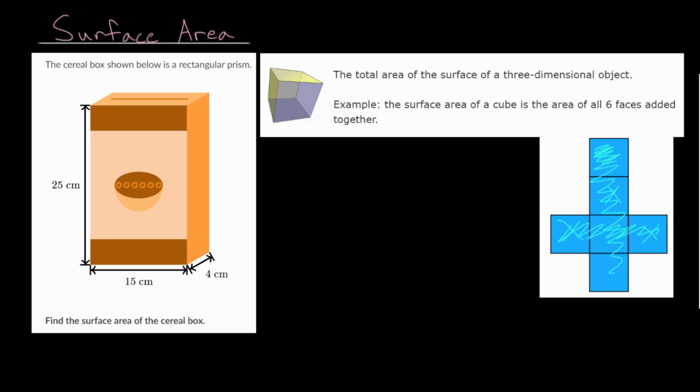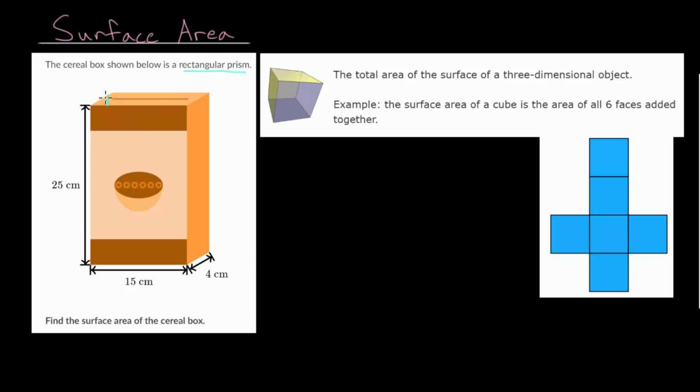So with that in mind, let's now look at this specific example problem where, again, we have a cereal box. And this is just a rectangular prism, or a specific example of one. And we need to find its surface area. So rectangular prisms are essentially composed of 3 sets of opposite rectangles.